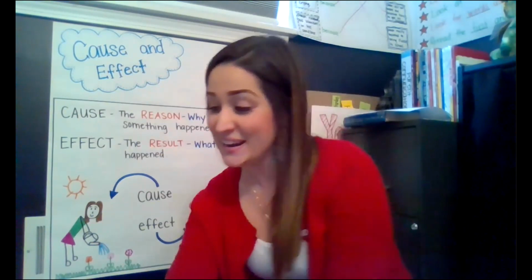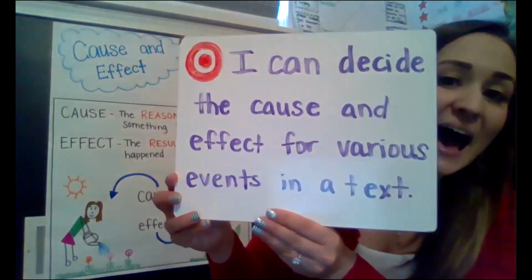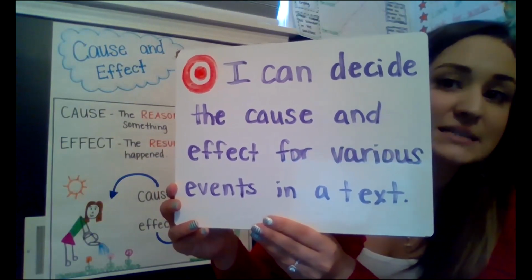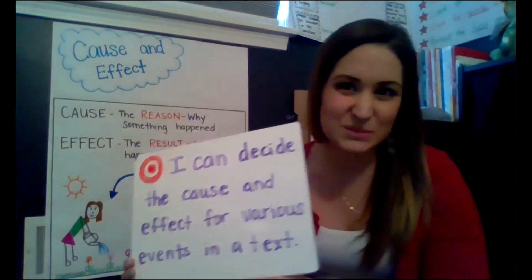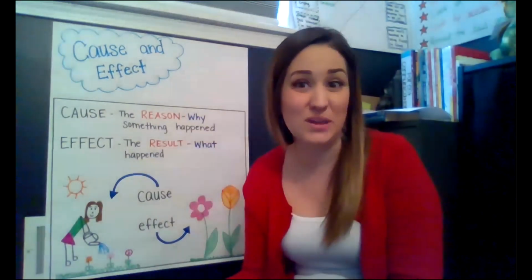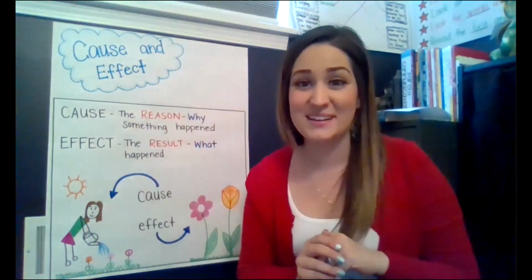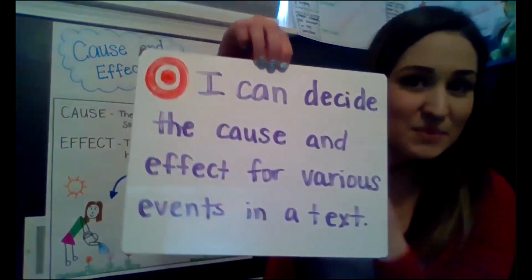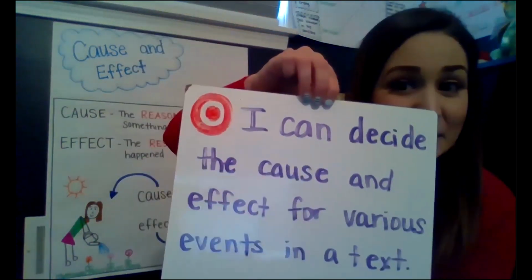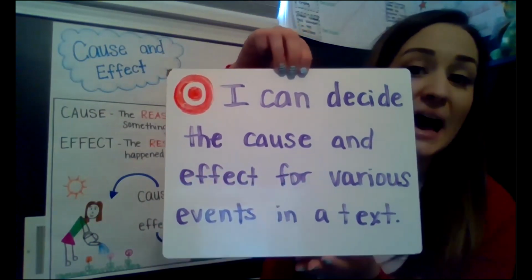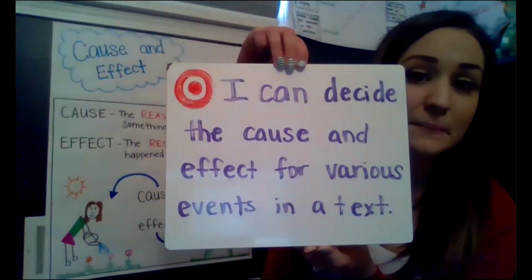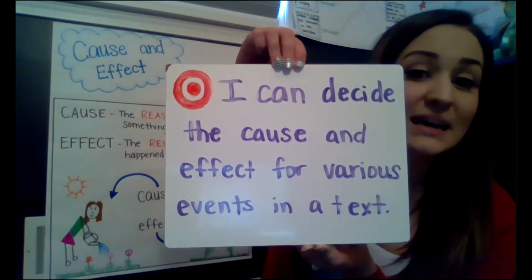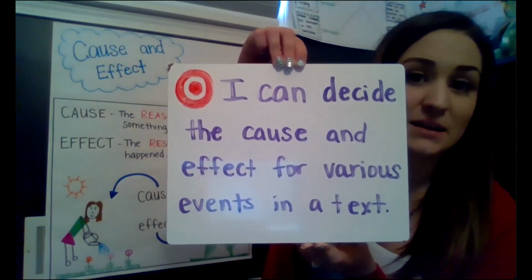So our target is here. It says, I can decide the cause and effect for various events in a text. Whew, there's some tricky words in that. Let's see if you can say them with me first. Mirror, mirror with words. Perfect. Repeat after me. I can decide the cause and effect for various events in a text.